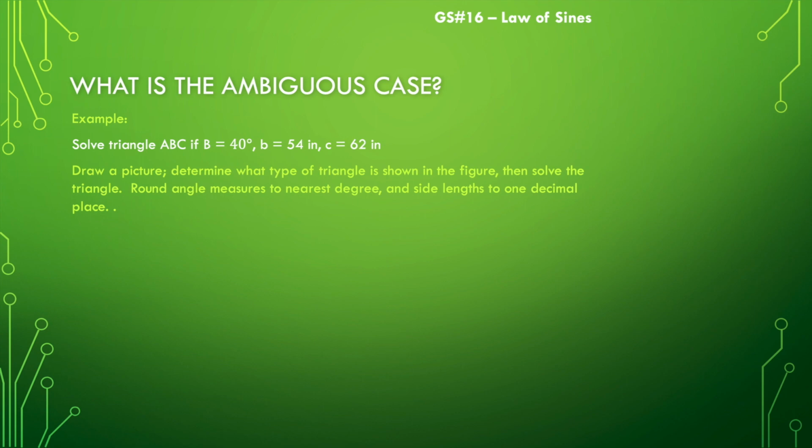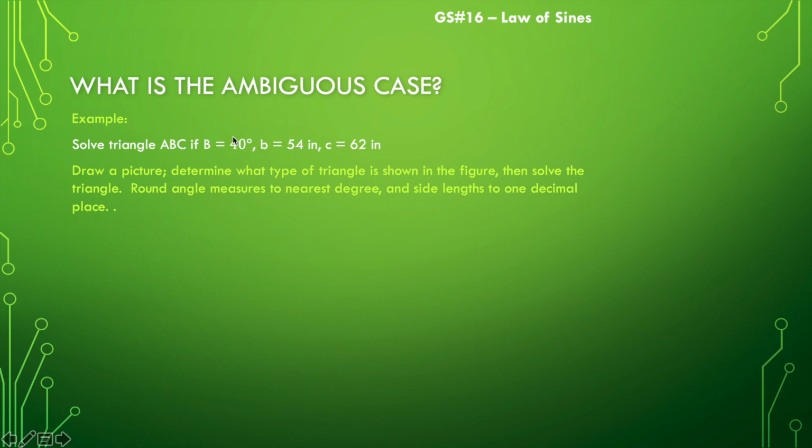Now in this one, I've kind of mixed things up a little bit because I don't want you to be in the habit of looking at your given information and assuming that your given angle is always going to be labeled angle A, and your adjacent side is always going to be B, and your opposite side is always going to be side A. So I've mixed it up a little bit. And the measure of angle B is 40 degrees. The opposite side to angle B, which is side length B, is 54 inches. And the adjacent side is 62 inches. So this is going to be the side closest to the angle. This is going to be opposite the angle, and our angle is about 40 degrees.